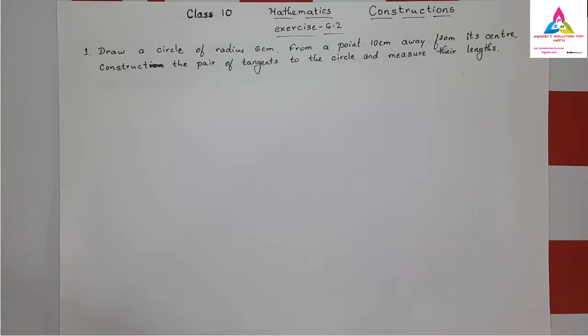Today we are going to learn class 10 mathematics lesson Constructions. In that exercise 6.2, there is a question regarding the construction of a tangent. The first question is: draw a circle of radius 6 cm. From a point 10 cm away from its center, construct the pair of tangents to the circle and measure their length. So this is the question they have given.